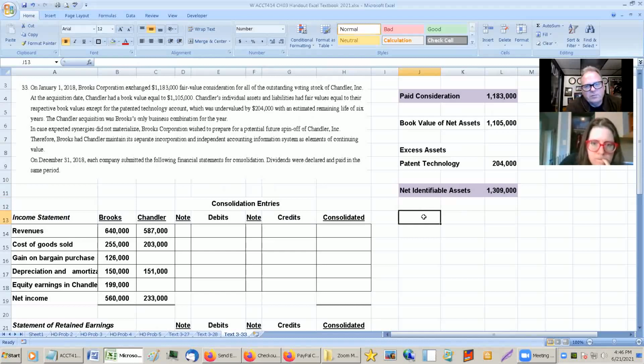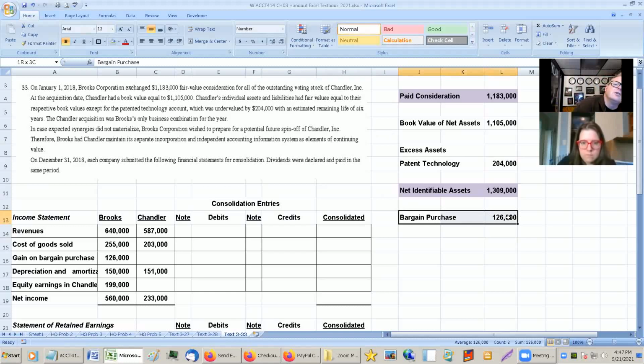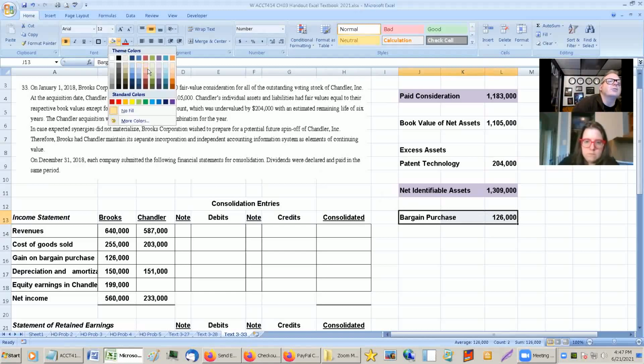So this is what they in the past would call bad will. In our case, we're going to call it a bargain purchase. So we paid 126,000 is our bargain purchase. Let's give it its own color.